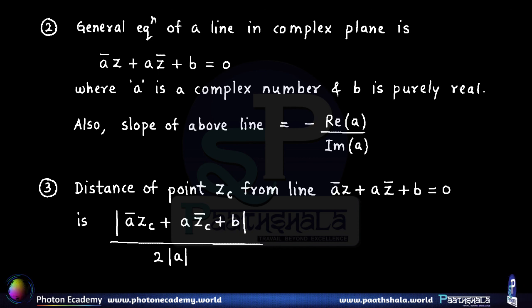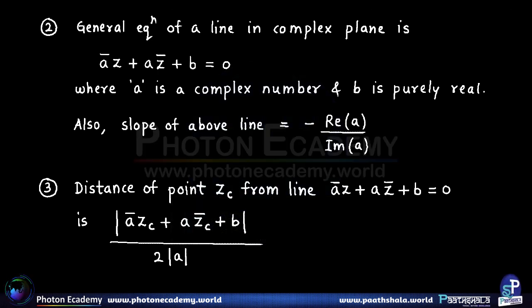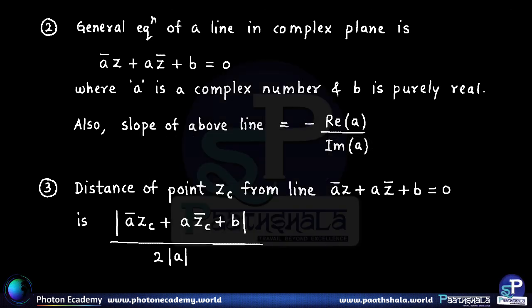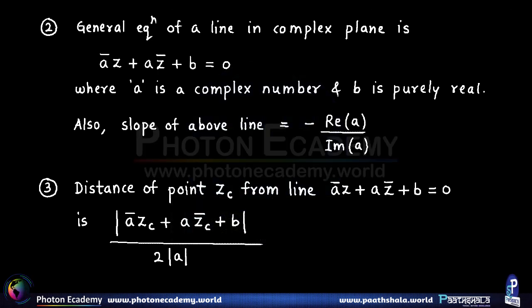And lastly, the distance of any given point, say zc, from the general line as we have seen in the second point. Now this distance is given by the formula modulus of (a bar zc plus a zc bar plus b) whole divided by 2 times modulus of a. So the numerator is again analogous to the formula which we use to calculate the distance of a point from a line in ordinary coordinate plane. So this formula is also very much similar to that.